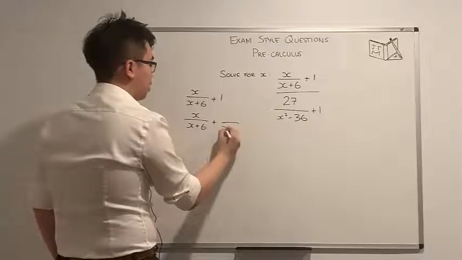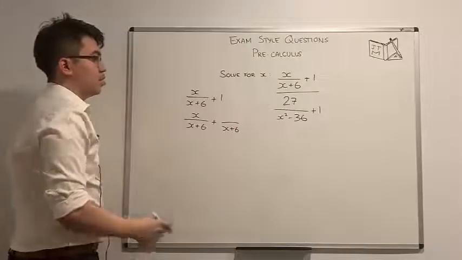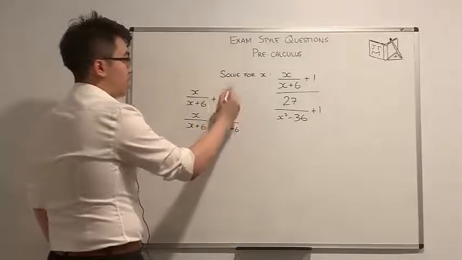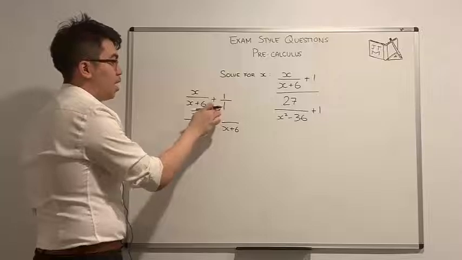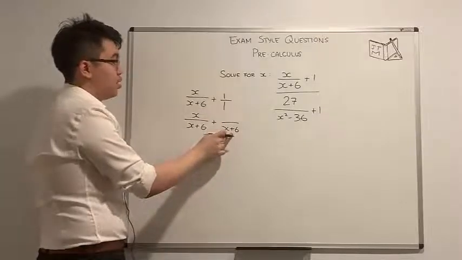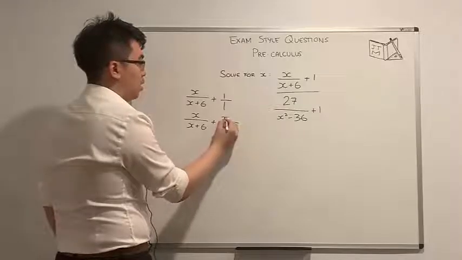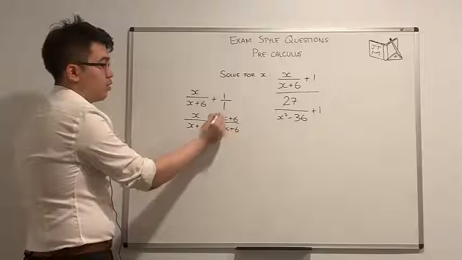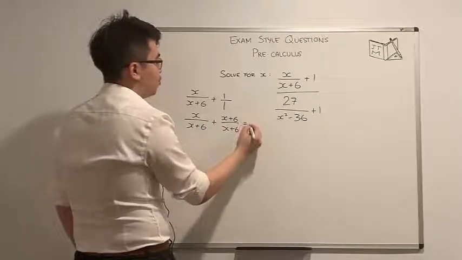So it's going to be something plus something to the fraction of x plus 6. Now, 1 is in fact the same as 1 over 1. Therefore, when I multiply the bottom one by x plus 6 to give me this, I should also multiply the top one by x plus 6, because that would also be equal to 1. This fraction by itself is equal to 1. So now I can go ahead and add these two fractions together.